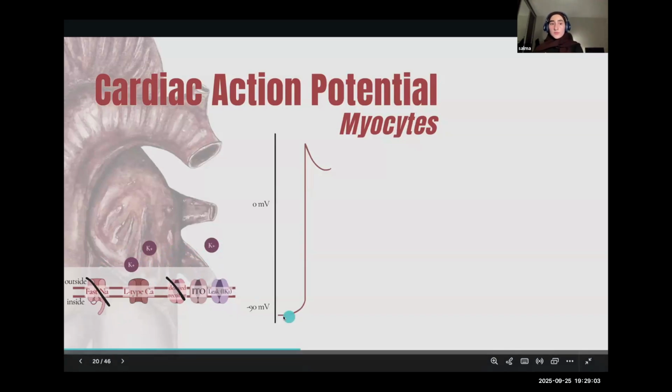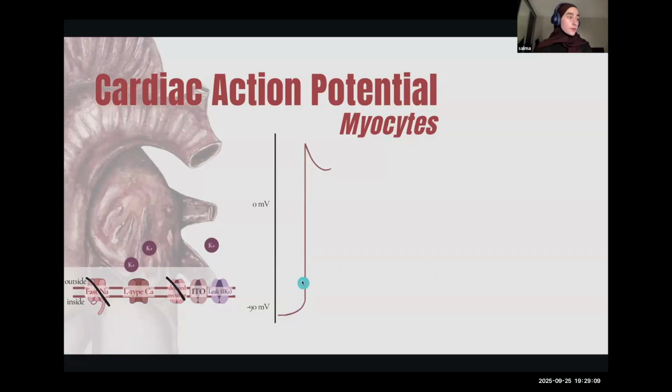So basically, this was resting membrane potential. We got a stimulus. We went up, we met threshold. Once we meet threshold, our fast sodium channels are going to open. You're going to get this really fast depolarization, followed by a really short repolarization caused by the transient potassium channel. Make sense so far?